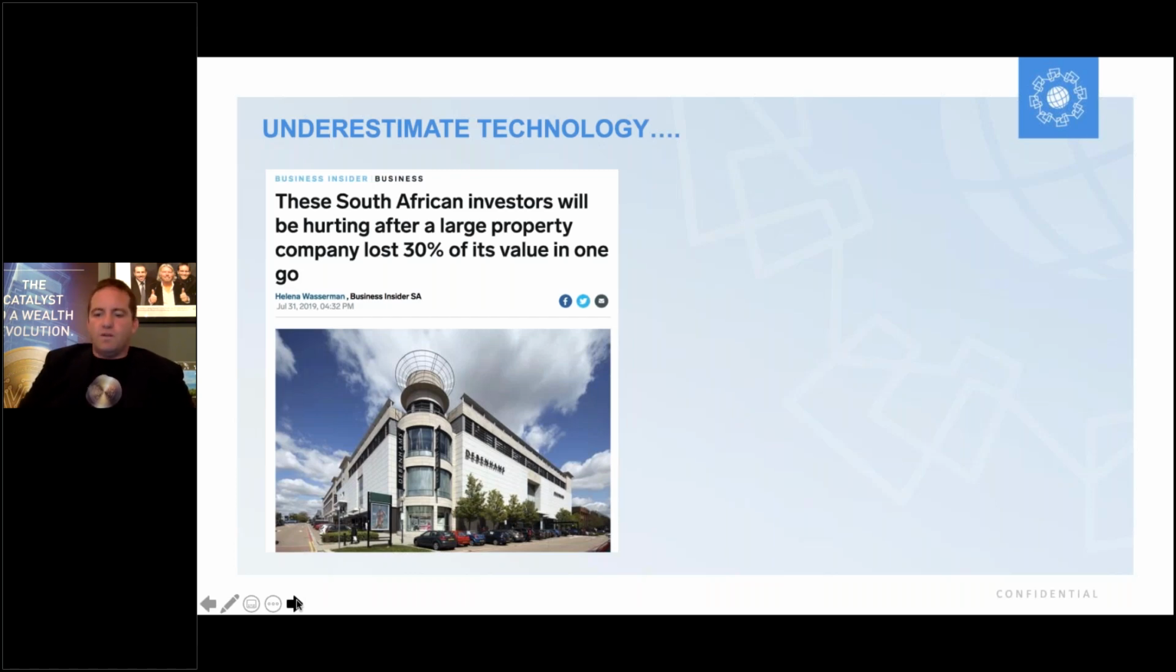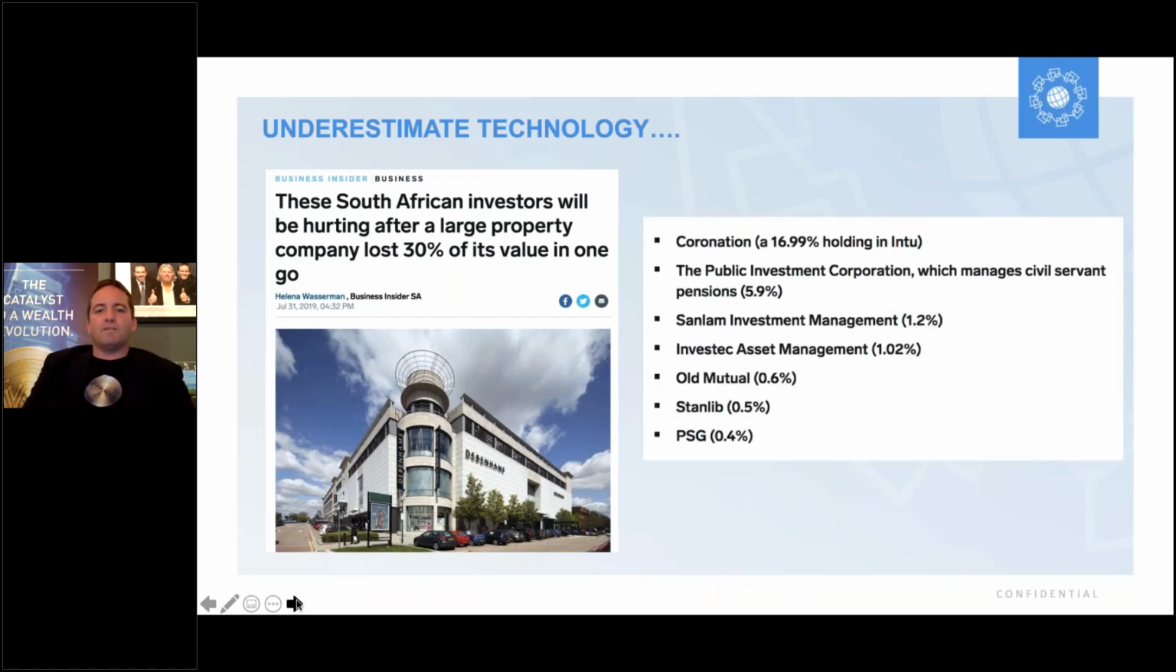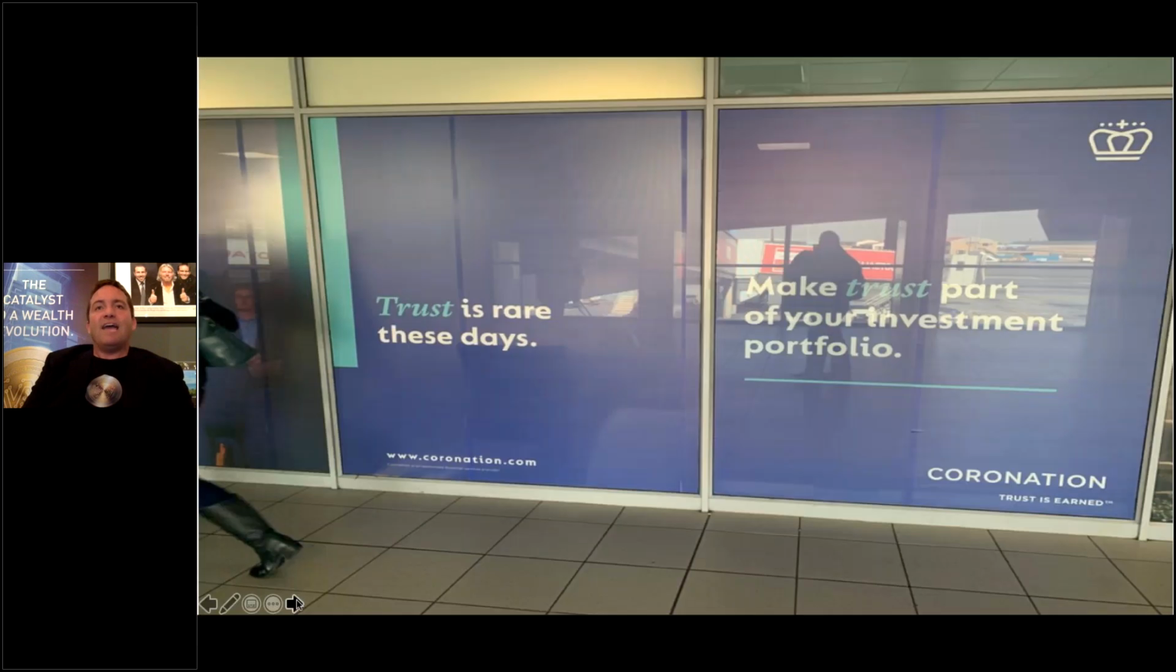It is illogical. And yet, these very esteemed companies, Coronation, the PIC, Sanlam, Investec, Old Mutual, Stanlib, and PSG, all believe that this is a good investment, even though it lost 30%. And I always joke with people, as long as you can put an ad in the airport, then that's what should make you trustworthy.